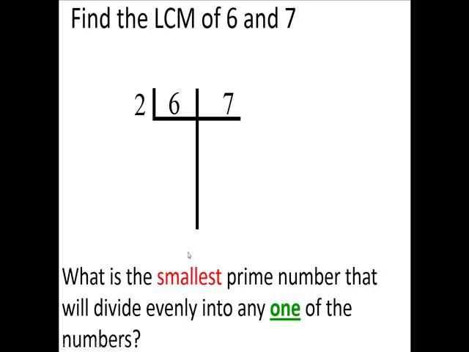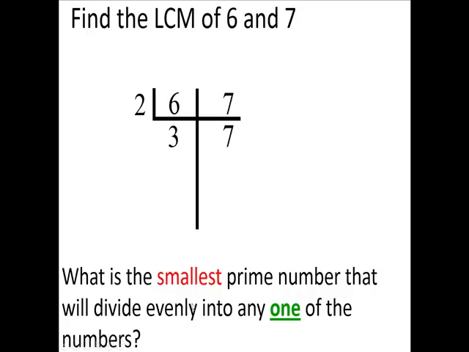So we're looking for the smallest prime number that will divide into any one of the numbers, namely the 6. 2 is the smallest prime number that divides into 6. 6 divided by 2 is 3. Now you say, well, 2 doesn't go into 7. Well, I don't care. Now don't throw away the 7. We'll use the 7 in a minute. But right now, we're trying to get rid of the 6, which we did with the number 2. So 2 becomes one of my answers. Now we have my two new numbers, 3 and 7.